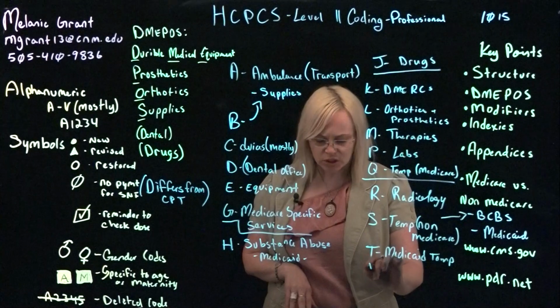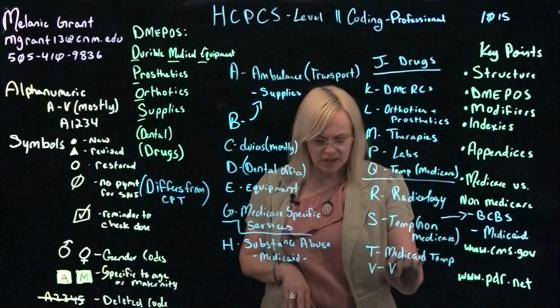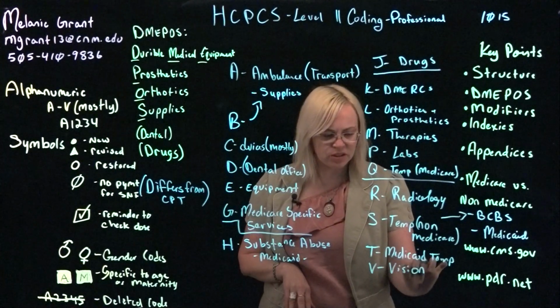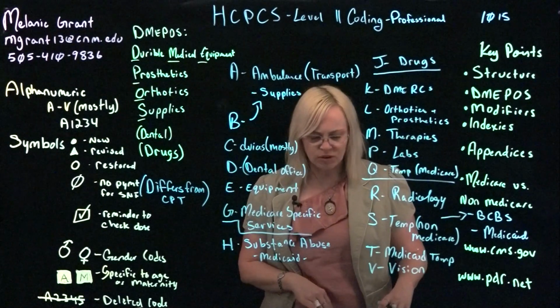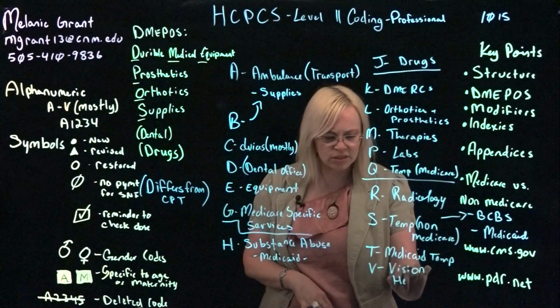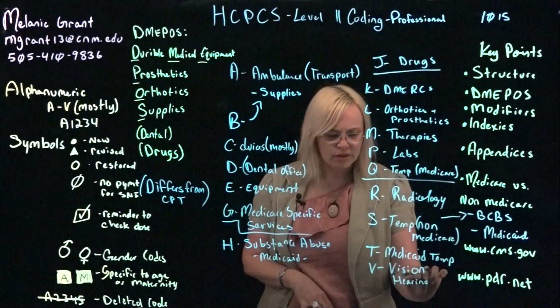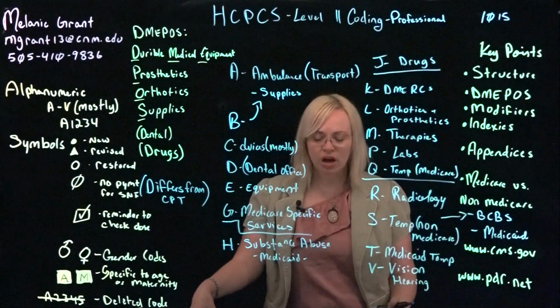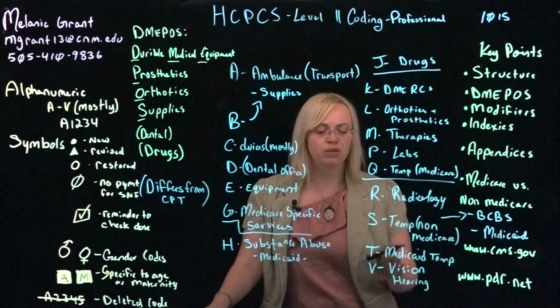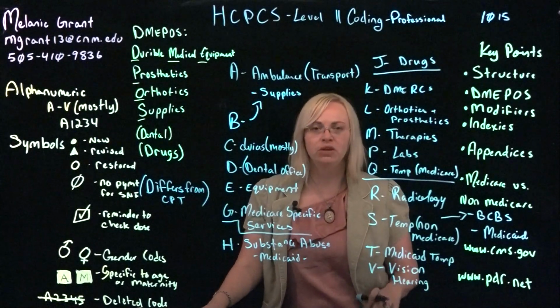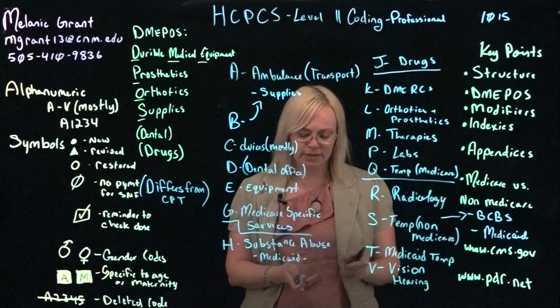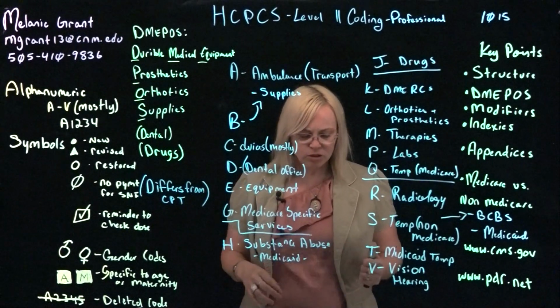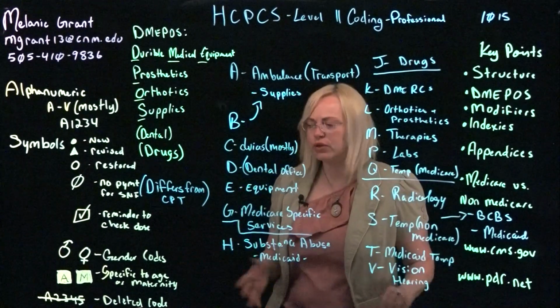Your last one is your vision. And again, these ones are going to be very specific to the office. You may not see these a whole lot. There's also some hearing services in here. These may be done in a regular primary care doctor's office for some of the screenings, but for the most part, you will not be using a lot of V codes unless you're in a specialized office. So that's just kind of an overview.